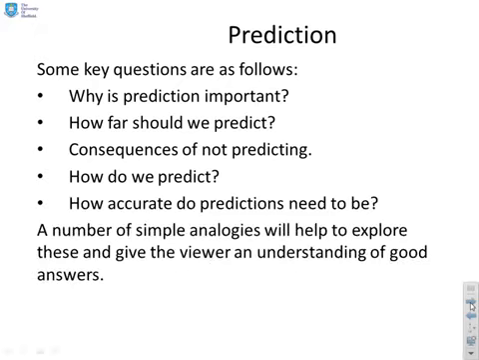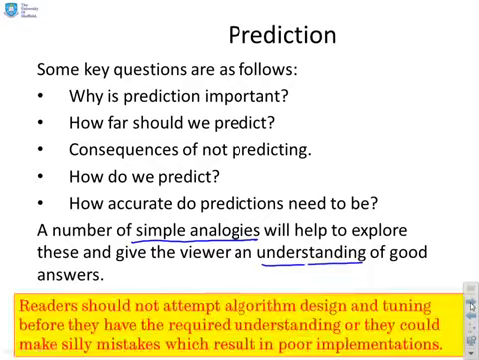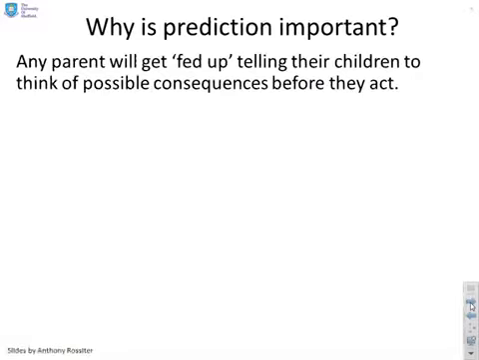So you'll notice we've given a number of key questions there. And what we're going to do is use some simple analogies which will help the viewers explore these and give you an understanding of what might be good or appropriate answers. And again, we reiterate that you shouldn't attempt a predictive control design until you properly understand answers to questions like these, because if you don't understand the questions and the answers, you won't understand the predictive control law that you've just implemented. So why is prediction important?